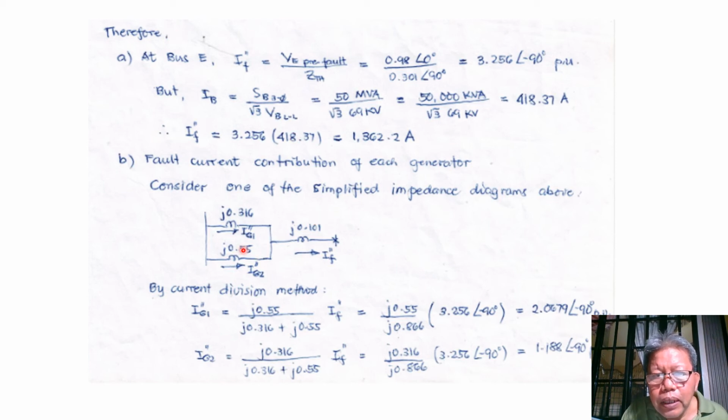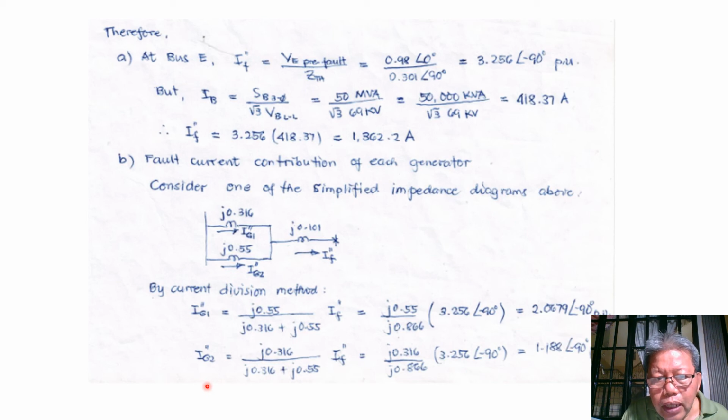By current division, to solve for IG1, meaning the current here, we know that the current will be proportional to the impedance on the other side, which is 0.55 divided by the sum. So we add 0.316 and 0.55, times the total current that flows here, IF double prime. Substituting, we have IG1 double prime equal to 2.0679 at an angle of -90 degrees per unit.